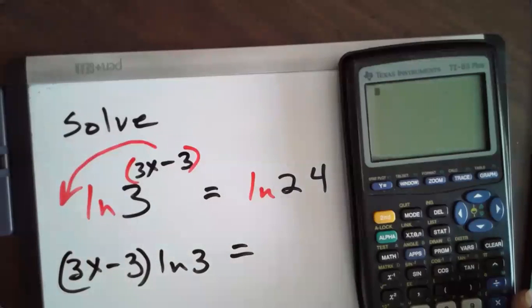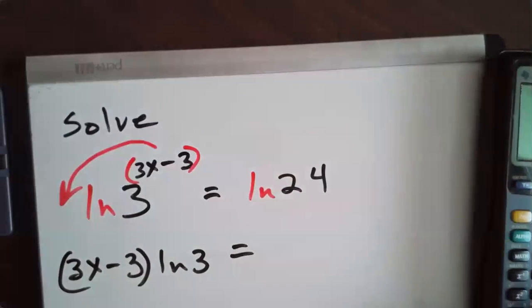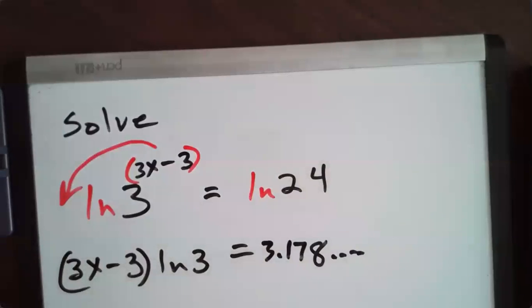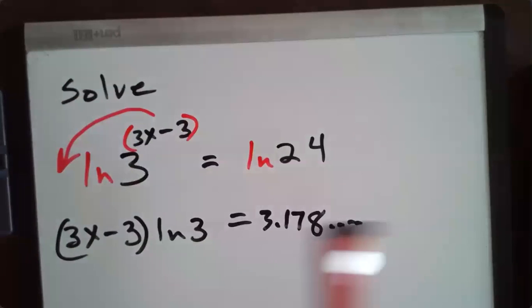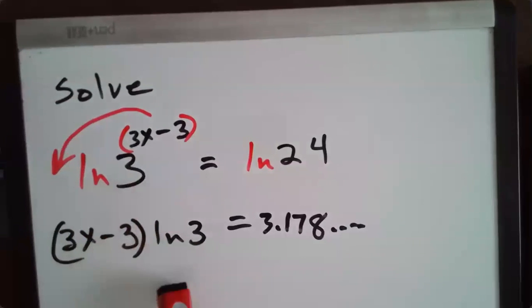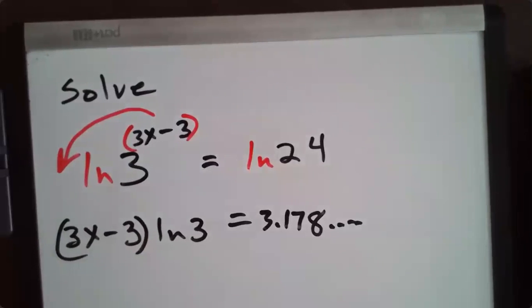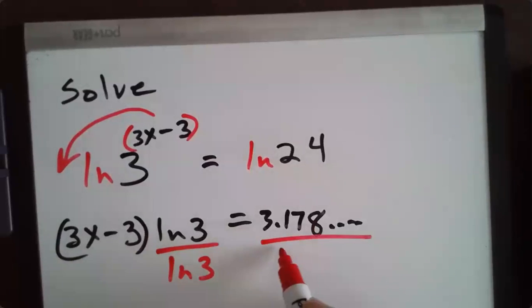Okay, so we look at natural log 24, hit enter. We get 3.178 and some change. 3.178, dot, dot, dot, and it goes on. Okay, so from here, you could distribute the natural log 3, but you don't have to because you can divide this directly, and it would save us a whole lot of time if we could do that. So we're going to divide natural log 3 right away to both sides.